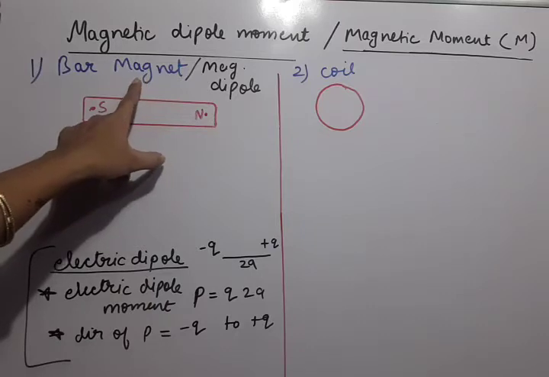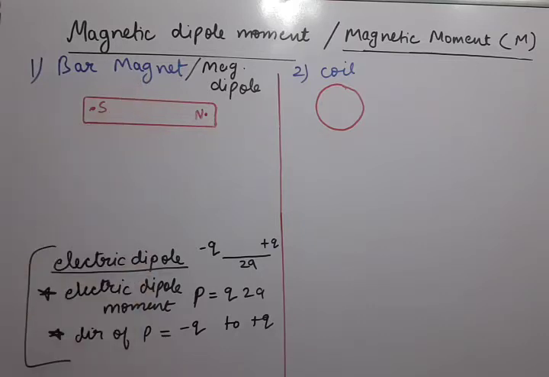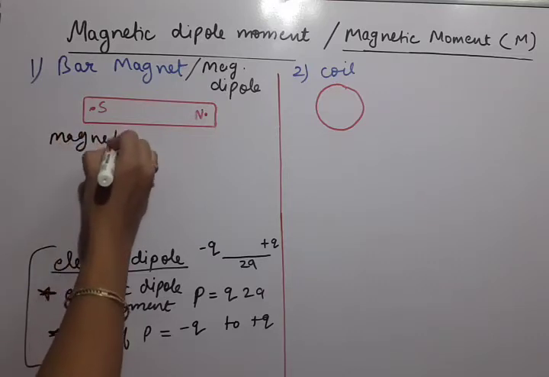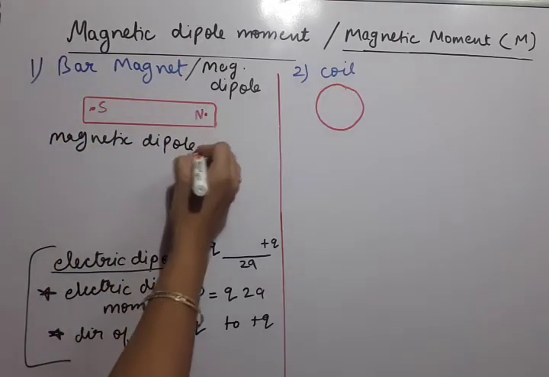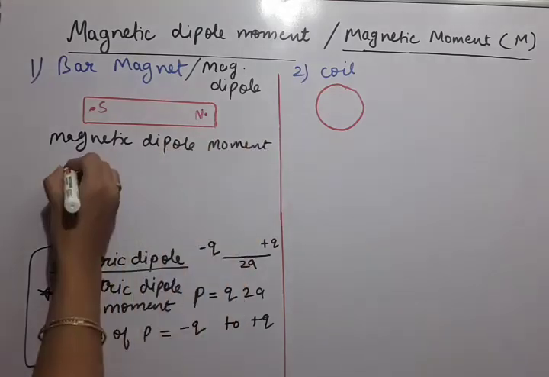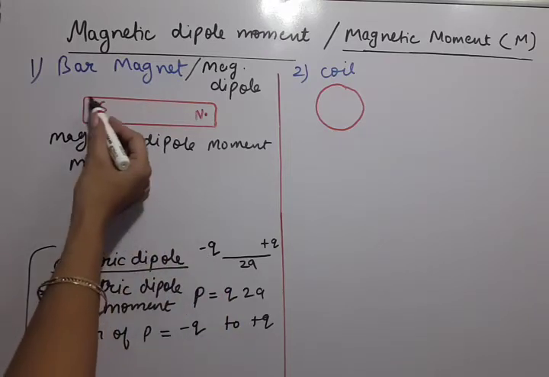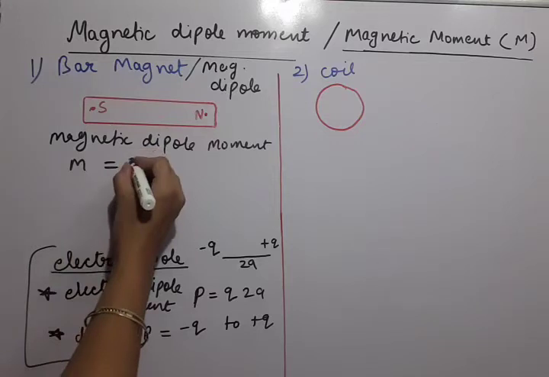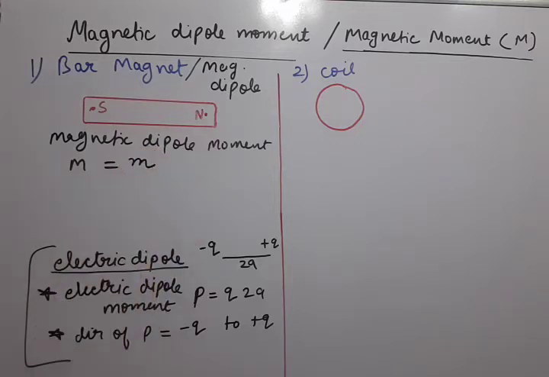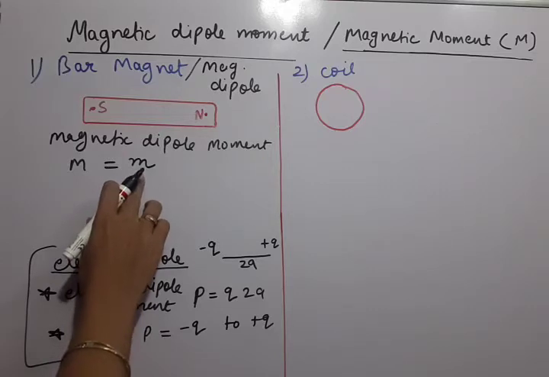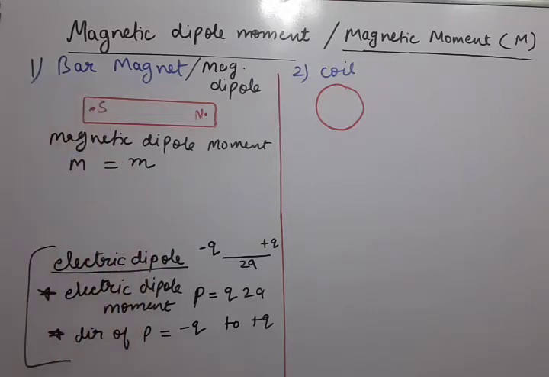In the same manner, for the bar magnet, the magnetic dipole moment is denoted by the symbol M. Now let us make its formula with the help of this formula. The P formula was q into 2a, that means any one charge into the distance. Like the charge we denote by q, here we denote the magnitude, value or strength of the magnetic pole by small m. This denotes the magnetic pole.